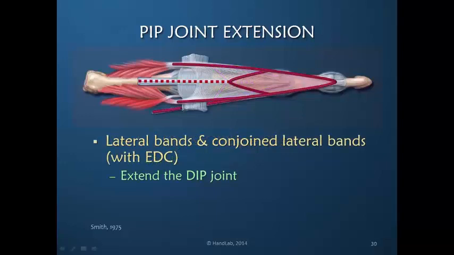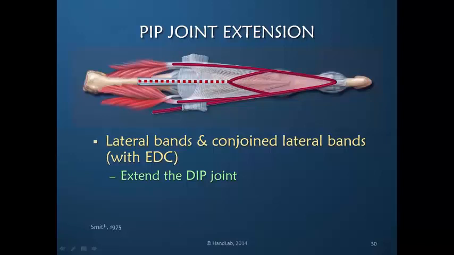Smith went on to say that the lateral bands, which are on the lateral aspects of the finger, along with the conjoined lateral bands, and the conjoined lateral bands are the connections between the central slip to the lateral bands, those together, with the power of the EDC contributing, extend the DIP joint.